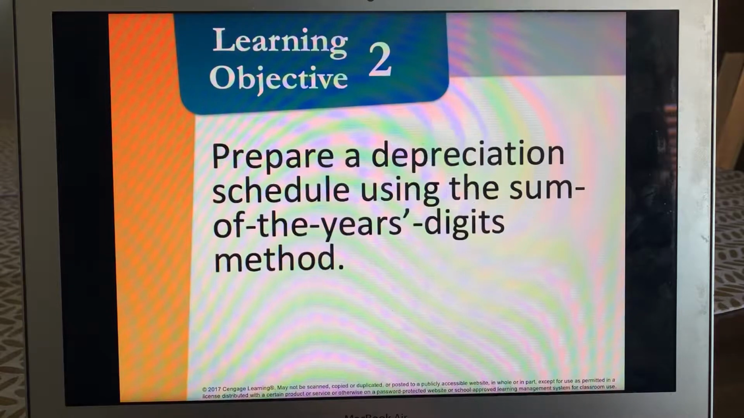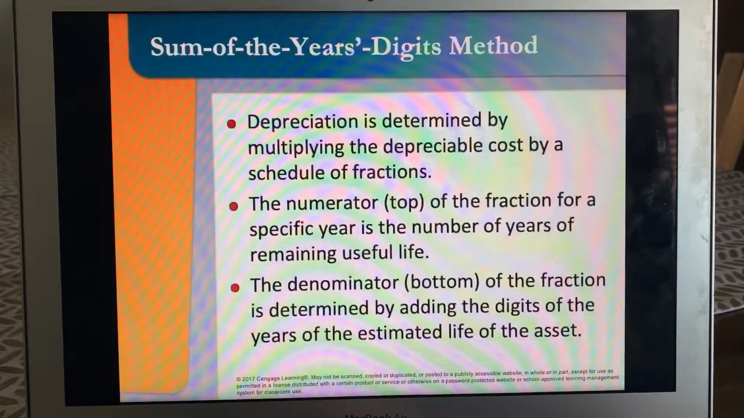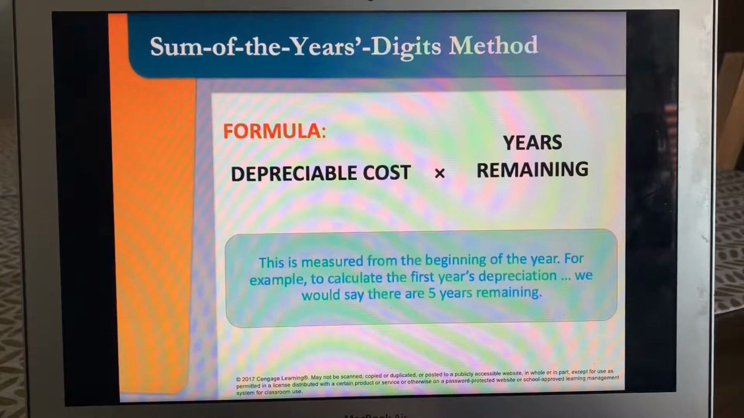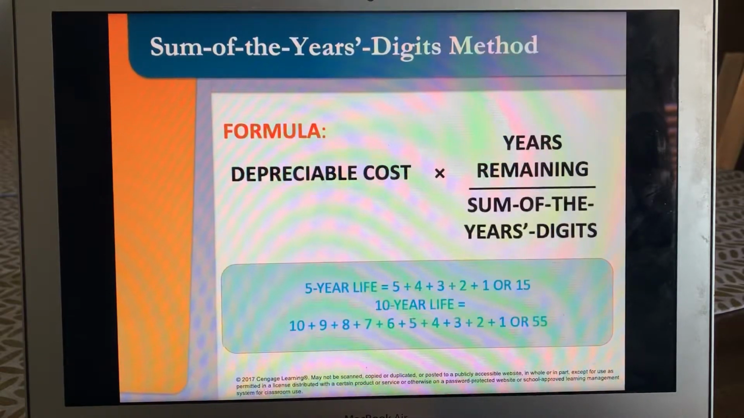It says prepare a depreciation schedule using the sum of all years digits method. So depreciation is determined by multiplying the depreciation cost by a schedule of fractions. The numerator, top of the fraction for a specific year, is the number of years of remaining useful life. The denominator, the bottom of the fraction, is determined by adding the digits of the years of the estimated life of the asset. Depreciation costs times the remaining years, so that's the formula, divided by sum of the year's digits.